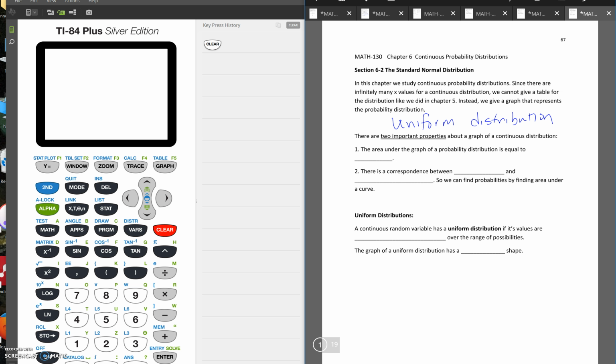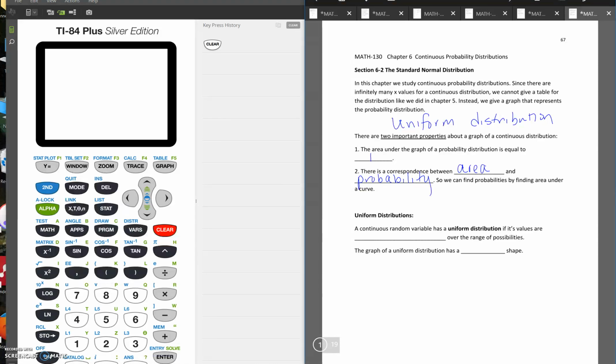So for continuous distributions, there are infinitely many x values for the distribution, so we won't be able to give a table like we could in Chapter 5. So we'll give a graph that will represent the probability distribution. There are two important properties about a graph of a continuous distribution. The first one is that the area under the graph is equal to 1, because all of the probability values must add up to 1, and that there's a correspondence between the area and the probability. So you can actually find probabilities by finding areas under the curve.